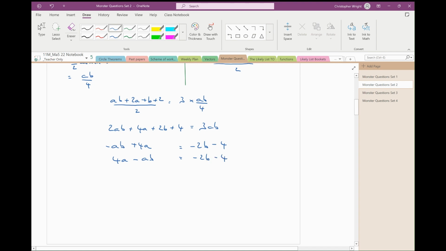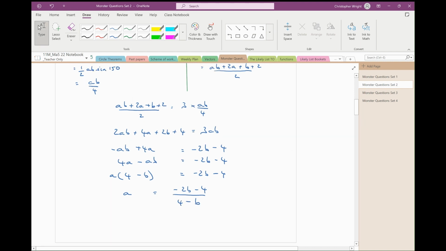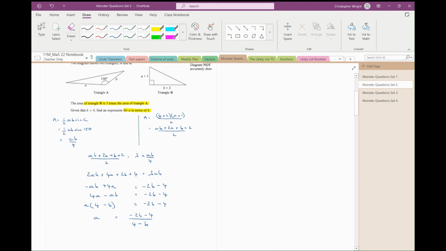Now I'm going to factorize the left-hand side. That gives me A lots of 4 minus B. So now, in order to make A the subject, I can simply divide both sides by 4 minus B. So here is an expression for A in terms of B, and that is the question done.